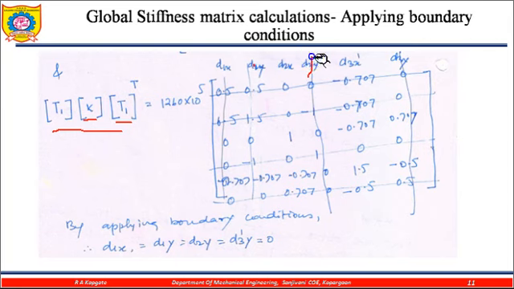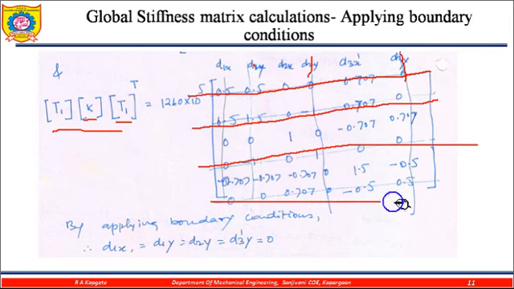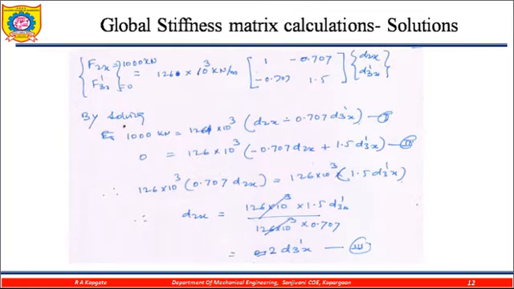then d2y is equal to 0, and then d3y is equal to 0. So my d1x, d1y is 0, then my d2y is 0, then my d3y is 0. So these terms are removed, then only this term and this term are available. So only two terms are available.